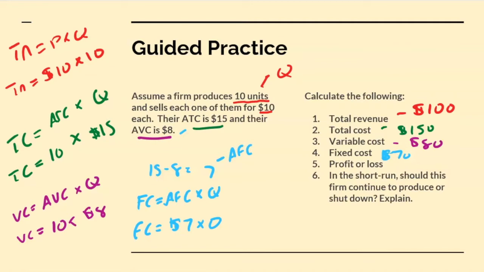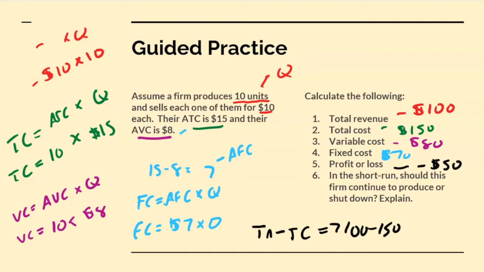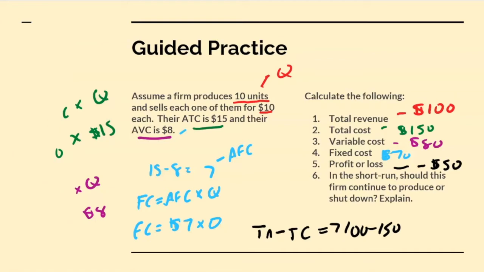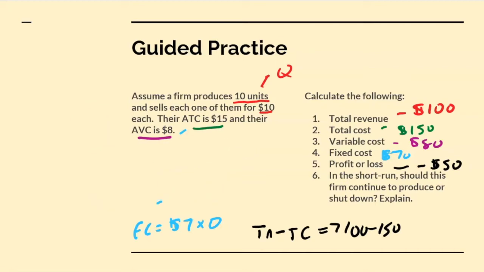Well, here, is this firm making a profit or a loss? Well, we know profit or loss is just total revenue minus total cost. At this point, it's just 100 minus 150. So we're going to have a loss, a negative $50 here. And so now the big question is, well, what should this firm do? This firm is making a loss. However, in the short run, should this firm continue to produce and stay open, or should they shut down?